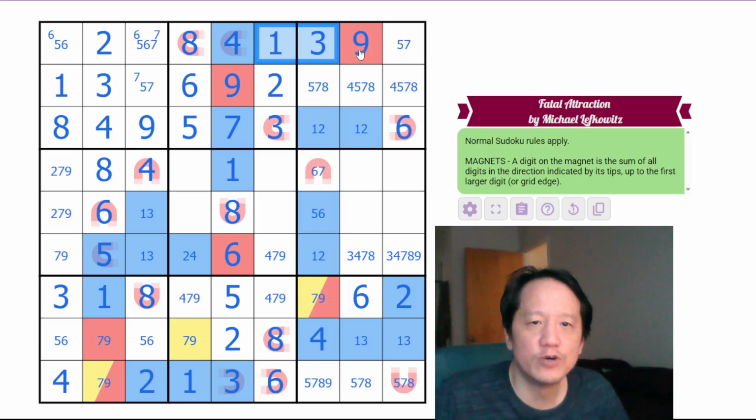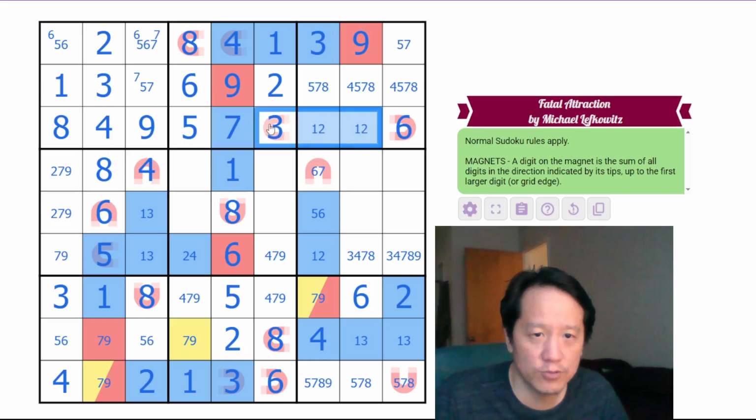4 is a sum of 1 and 3, 9 is greater than it. 8 is a sum of 1, 3, 4, 9 is greater than that. 1 and 7 is equal to 8, 9 is greater than that. 1 and 2 is equal to 3, 6 is greater than that. 1, 2, 3 is equal to 6, and 7 is greater than that.